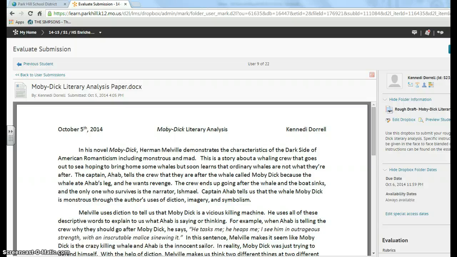Alright, Kennedy, I read through your rough draft, and I do think you have a good start, but I have some suggestions for you to make to the paper, the literary analysis, in order for it to be final copy ready.